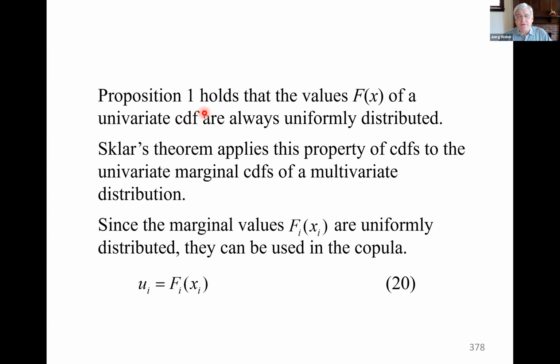Now, proposition 1 holds that the values Fx of a univariate CDF are always uniformly distributed. That's this probability integral transform that we had. And in Sklar's theorem, we apply this property of CDFs to the univariate marginal CDFs of a multivariate distribution. So because the marginal values Fi are uniformly distributed, you can use them in the copula.